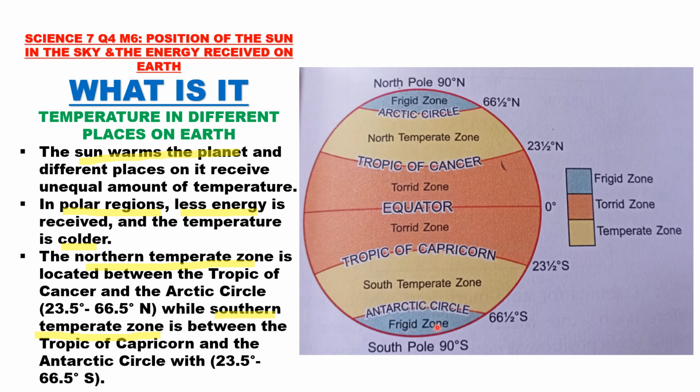So in these areas, there is a lesser amount of energy coming from the sun. That is why the temperature is very cold. Between the Tropic of Cancer and the Arctic Circle, we have the North Temperate Zone. And between the Tropic of Capricorn and the Antarctic Circle, we have the South Temperate Zone.